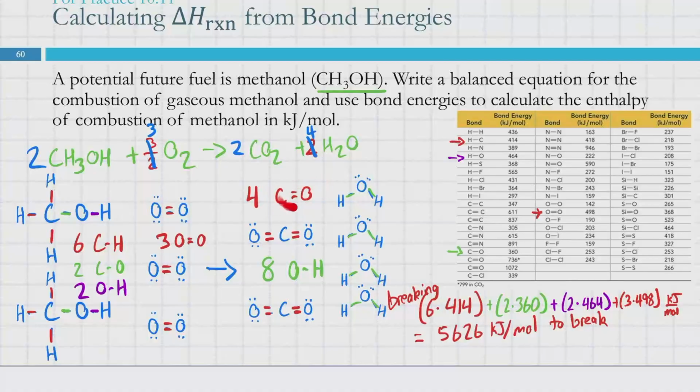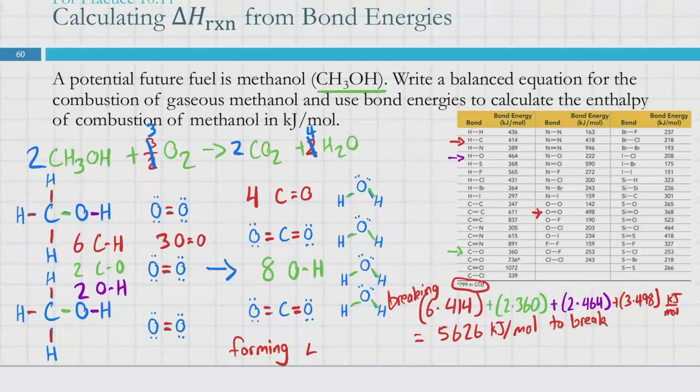So we're looking for C double bonded to oxygen. Carbon double bonded to oxygen has a value of 736. That little star, though, says that it's 799 in CO2. We have CO2, so we're going to use that number. So forming bonds. When we form bonds, do we put energy in or do we get energy out? We release energy, so we're using the negative.